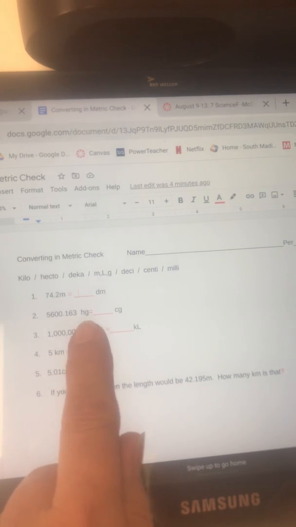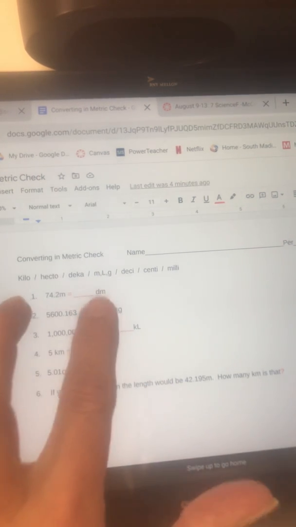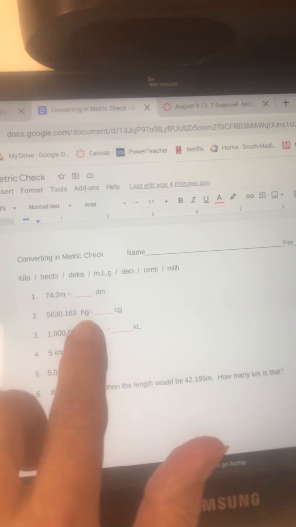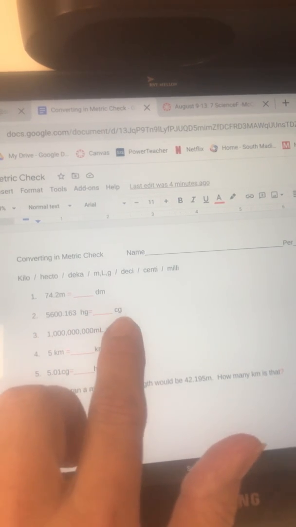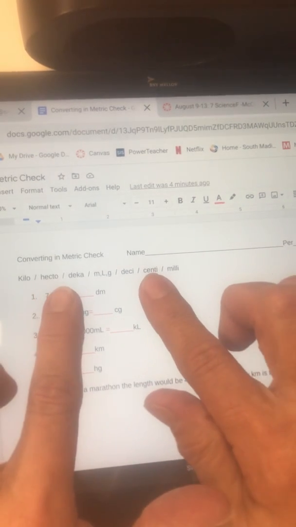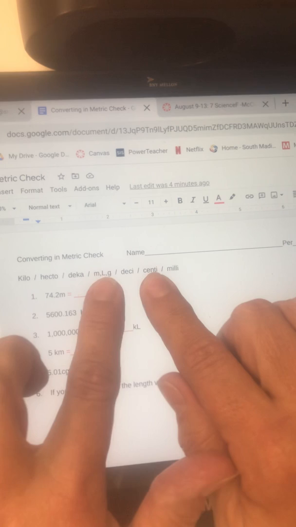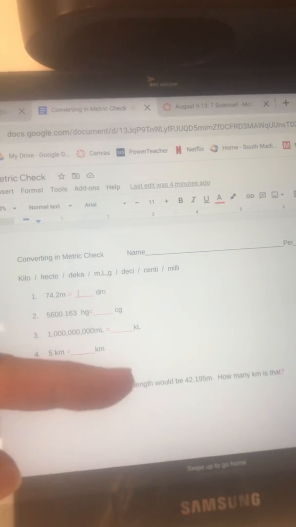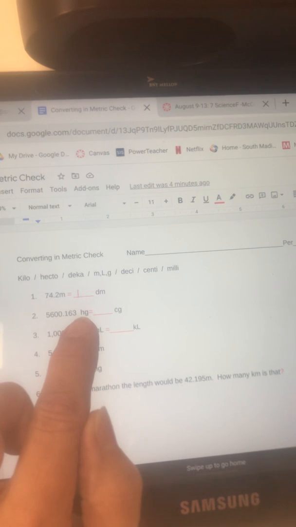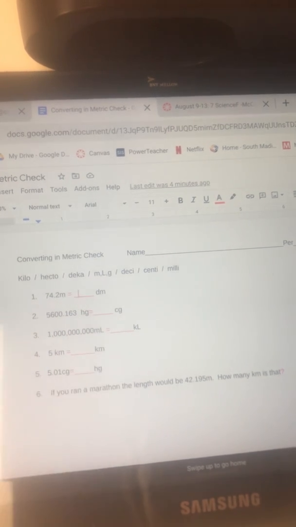Then I'm going to take this next one, and I'm going to take hecta to centa. Well, here's hecta and here's centa. So that's 1, 2, 3, 4, that direction. So I'm going to take this decimal point and move it 4 times this direction. The problem is you only have 3 numbers, so you have to add a 0 at the end and move it past that last one.